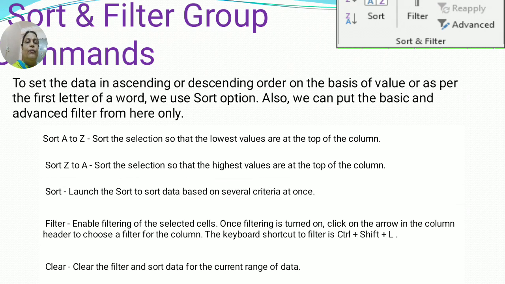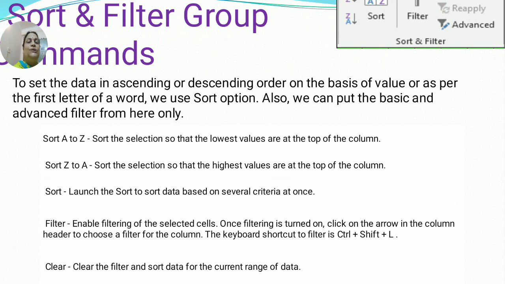Now let us see what this ascending is. A to Z is nothing but ascending order. The Sort A to Z command sorts the selection so that the lowest values are at the top of the column, that is 1 to 10.